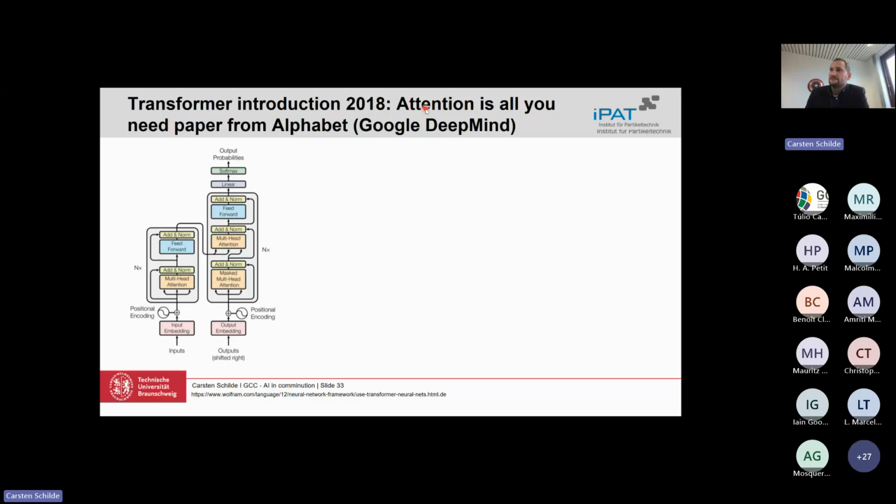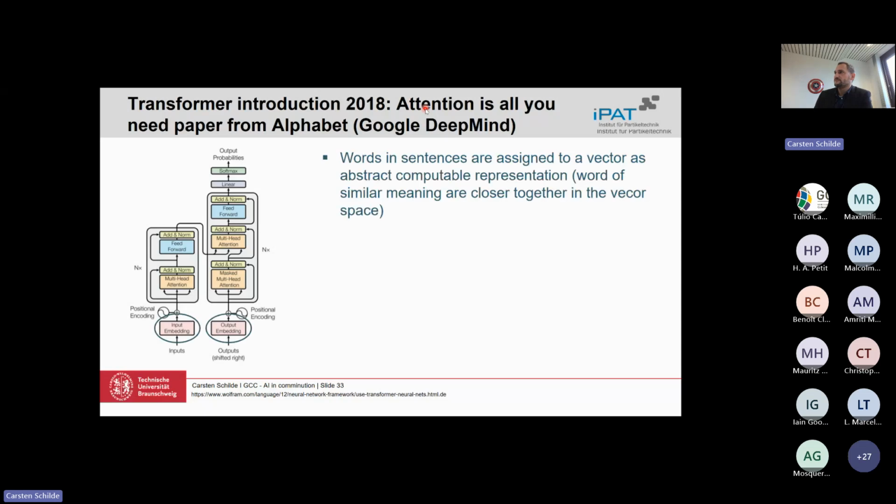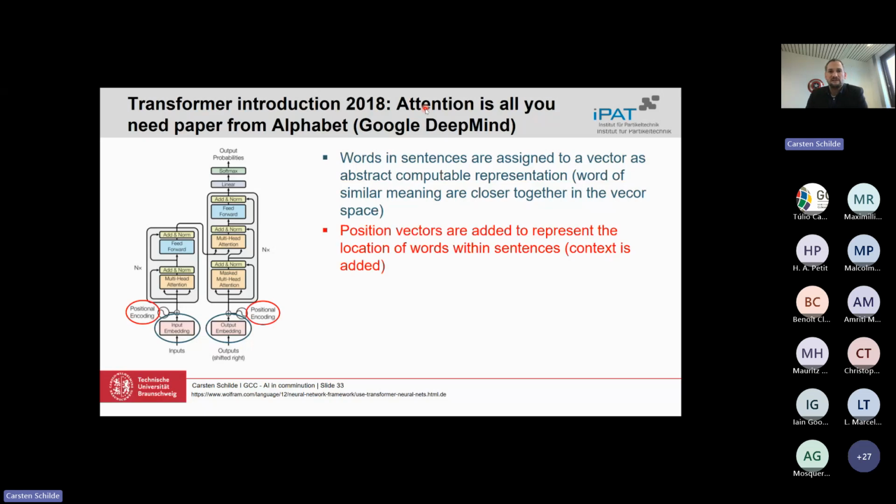So here is a principle framework of how transformer models work. We have certain word vectors. For every word, we have a certain vector. These vectors will then be located in a sentence via position vectors.